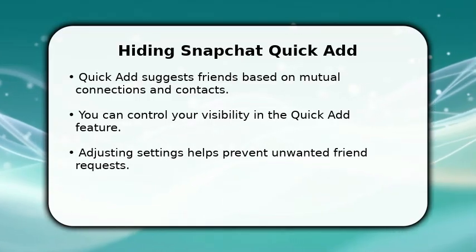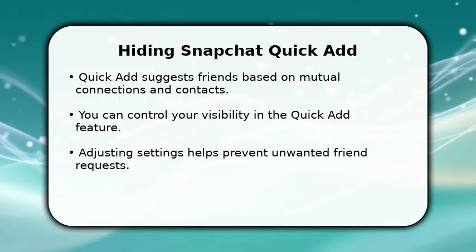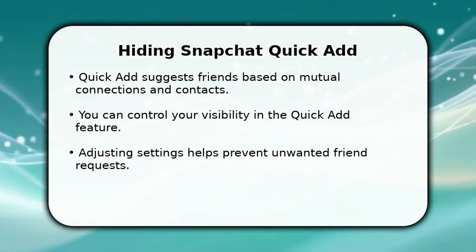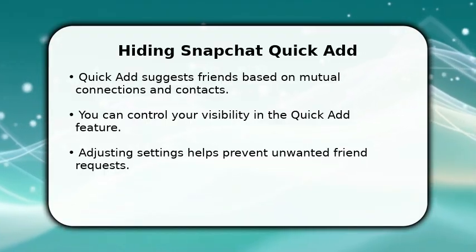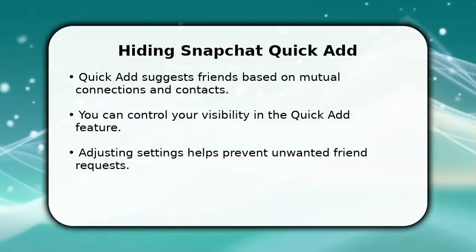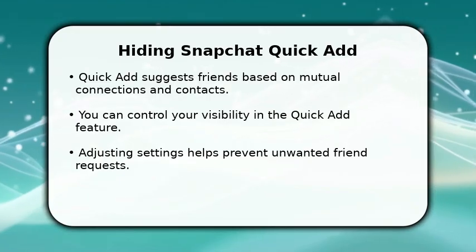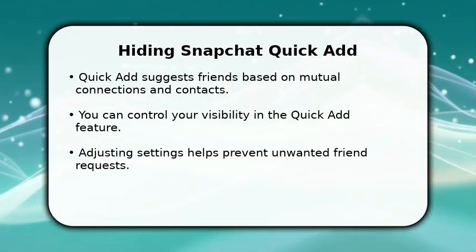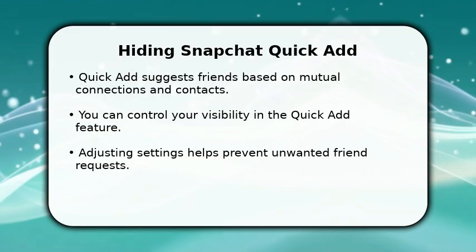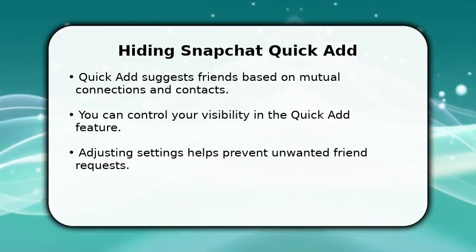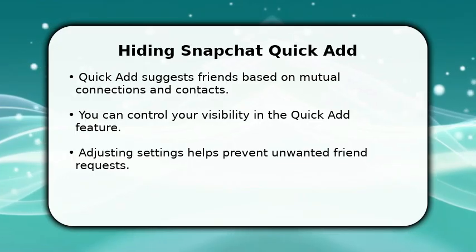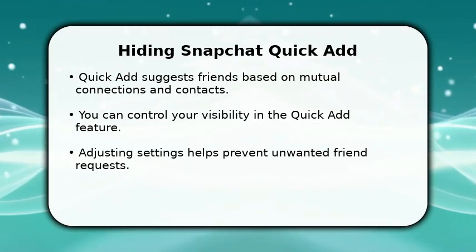In this video, I will explain how to hide Quick Add on Snapchat. First, understand that Quick Add uses your phone's contacts and mutual friends to suggest connections. This feature is designed to help you grow your friend list, but sometimes you might prefer more privacy. We'll walk through the simple steps to adjust your settings, ensuring your profile isn't visible to everyone. This gives you greater control over who can find and add you on the platform.